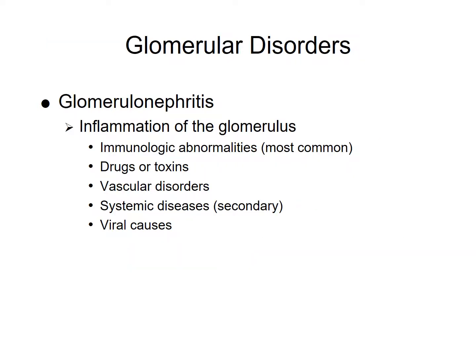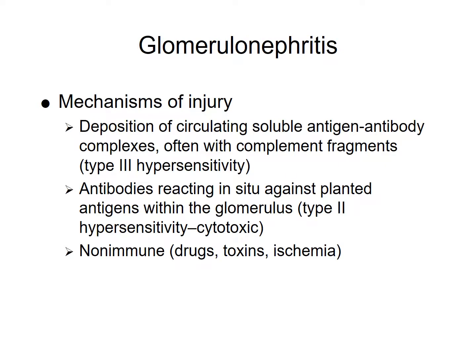Glomerular disorders, we have glomerular nephritis, which is an inflammation of the glomerulus. Immunologic abnormalities is the most common, but it can also be caused by drugs, vascular disorders, secondary systemic disease, or virus. The mechanism is a deposition of circulating soluble antigen antibody complexes, often with complement fragments. Antibodies react in situ against the planted antigens with glomerulus type 2 hypersensitivity, cytotoxic. Also, non-immune can be related to drugs, toxins, and ischemia.